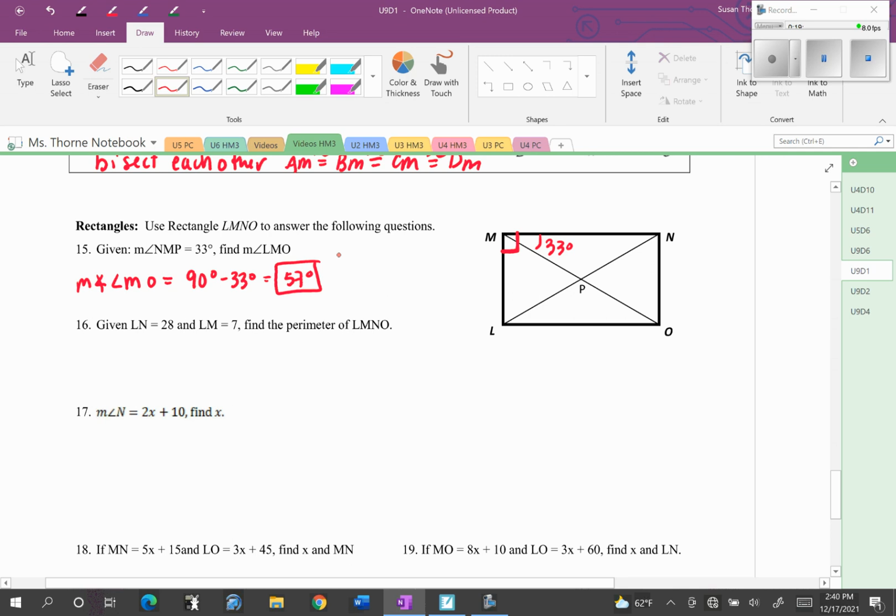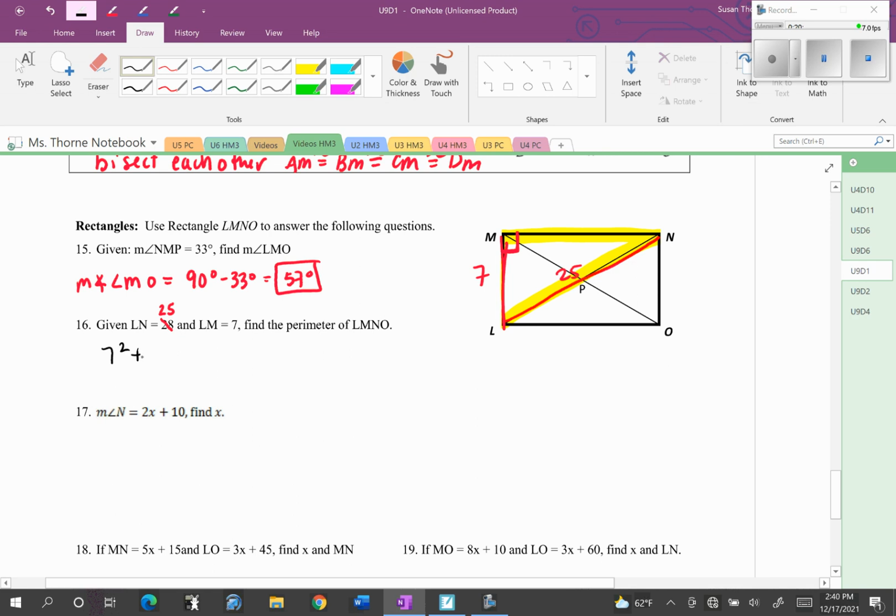So for the next one, let's go ahead and I'm going to change this to, instead of 28, so let's do 25 and LM 7. So given LN, this distance here, is 25, and LM, which is this distance here, is 7. We want to find the perimeter of LMNO. So since that's a right triangle right here, we can solve for length MN using the Pythagorean theorem.